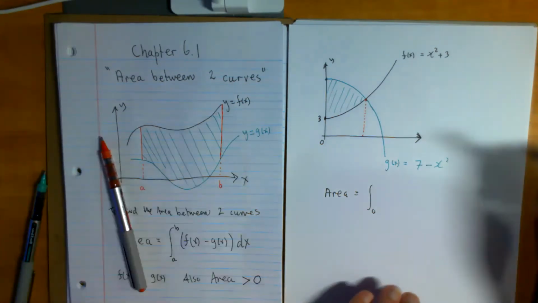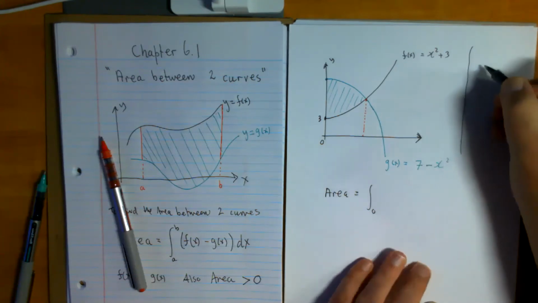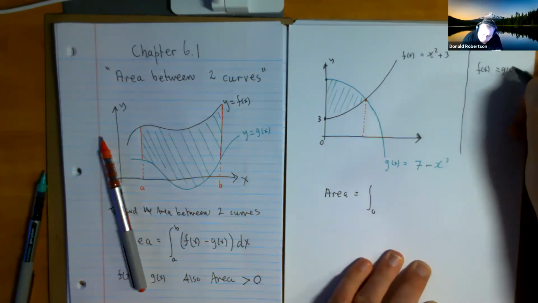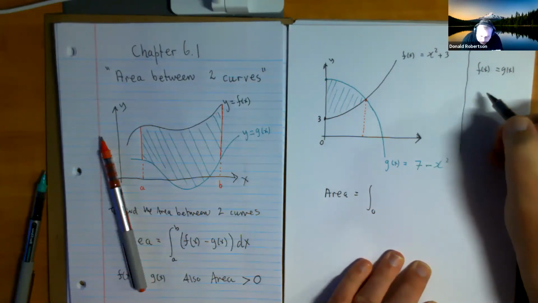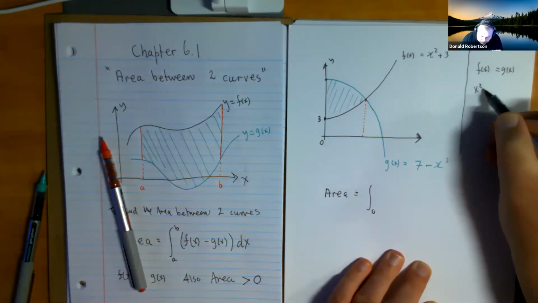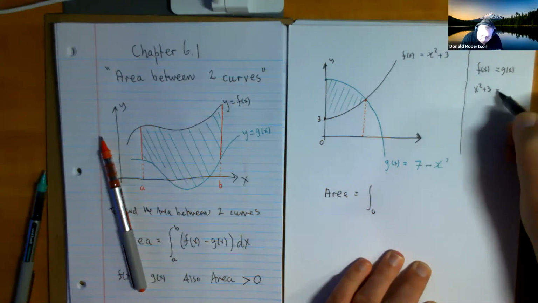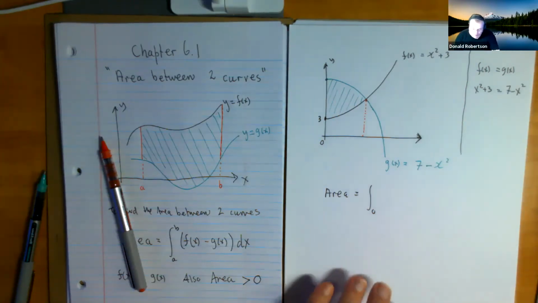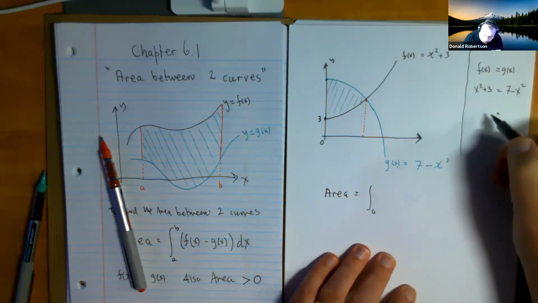When is f of x equal to g of x? Okay, so if we solve when f of x equals g of x, we are going to get x squared plus 3 equal to that guy, right? Which is why I was posing a little bit. I was hoping to make something nice.